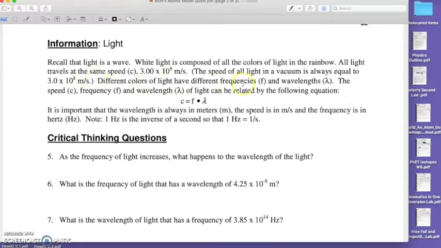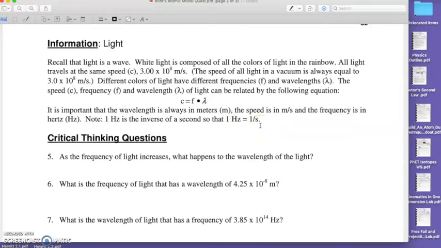Different colors of light have different frequencies and wavelengths. So f is frequency, and then this funny thing here is called a lambda. That is what we use to show wavelength. So the speed, frequency, and wavelength of light can be related to this equation. Speed of light equals frequency times wavelength. It is important that the wavelength is always in meters, the speed in meters per second, and the frequency is in hertz. Now a hertz, okay, it just means per second.